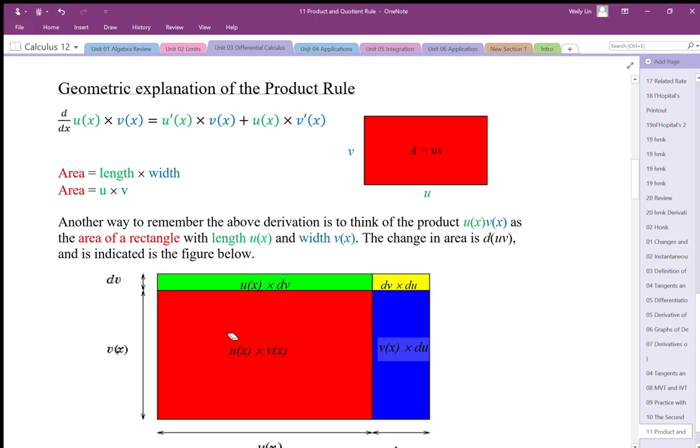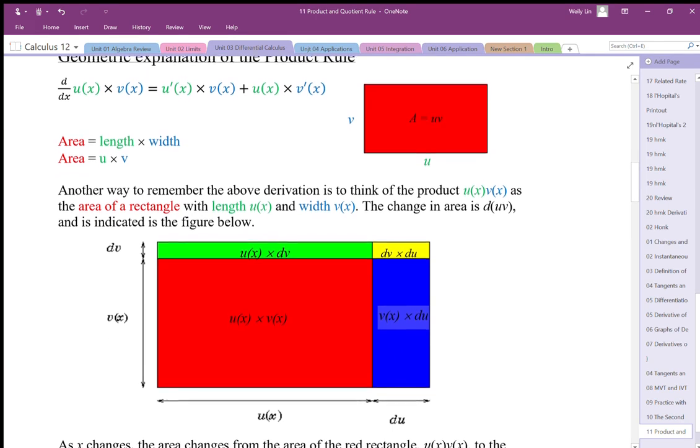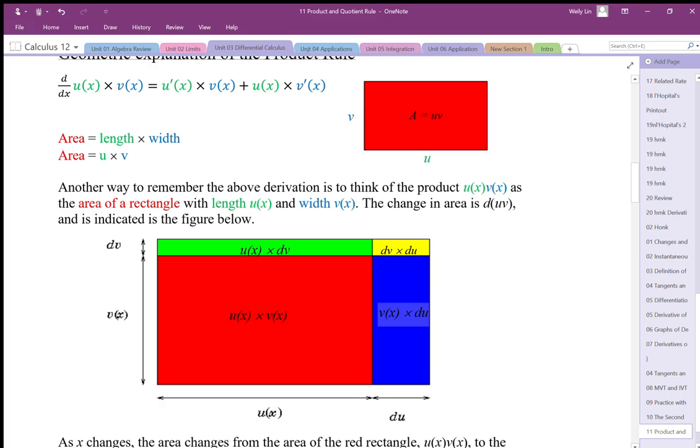And what we want to know then is, as I change x, how does the area change? Well, the area is going to change with this green area here, this yellow area here, and this blue area here. So that's the change. That represents the change in the area, and that's my derivative, a change. So the change in area is going to be this, this, and this. Well, how do I express that change?